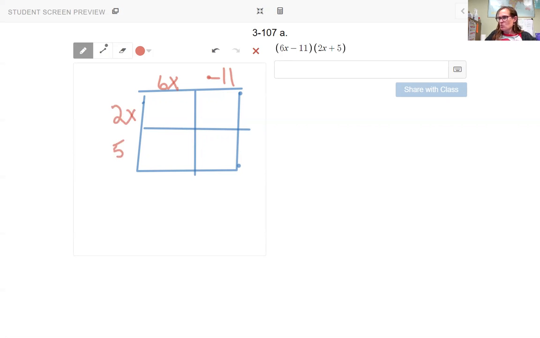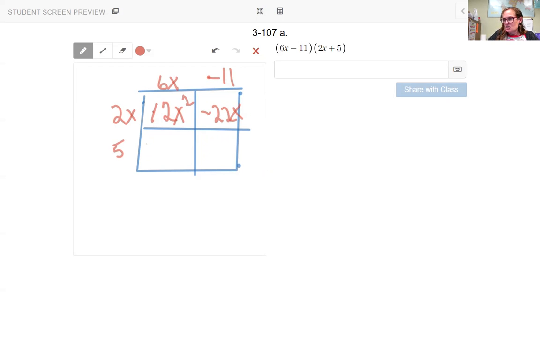And remember, it doesn't matter which side you put these on. You could put the 2x plus 5 on top and the 6x minus 11 on the side. Now we just need to multiply what's inside. 6x times 2x: 6 times 2 is 12, and x times x is x squared. Now the negative 11 times 2x: 11 times 2 is negative 22, and that's an x.